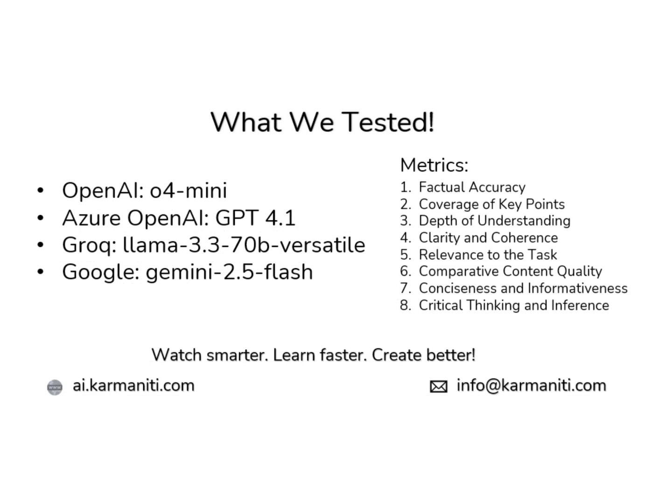We set up a fun little test where three powerful models, OpenAI's O4 Mini, Azure OpenAI's GPT 4.1, and Google's Gemini 2.5 Flash, evaluated each other based on 8 key metrics: factual accuracy, coverage of key points, depth of understanding, clarity and coherence, relevance to the task, comparative content quality, conciseness and informativeness, and critical thinking and inference. Each model reviewed the others across these areas, and we compiled all the scores to see how they compared.